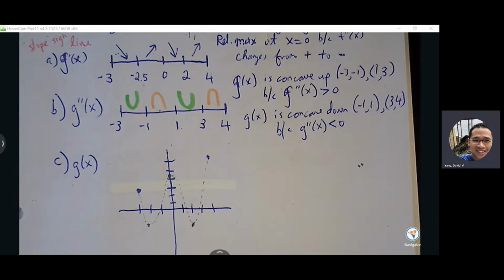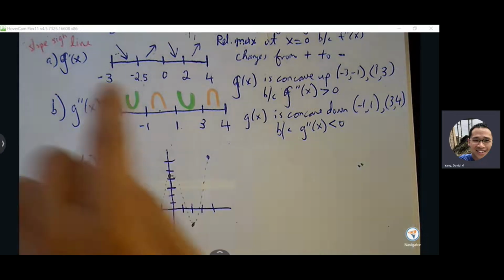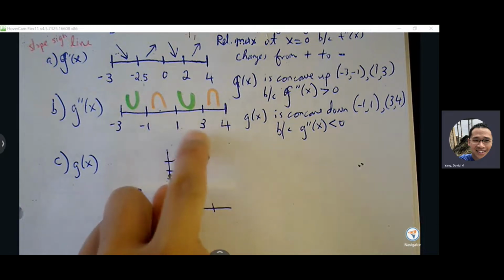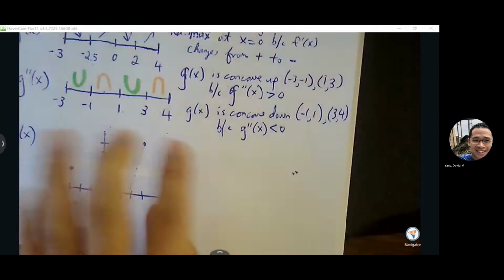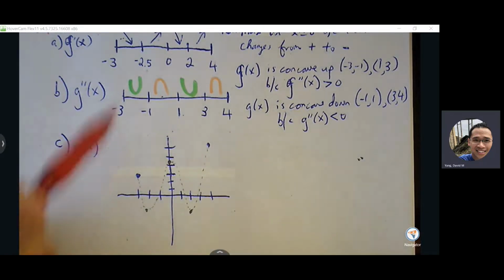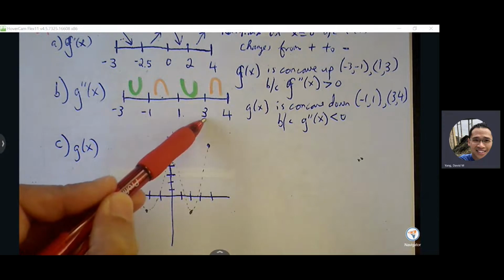Okay, now let's move on to the second derivative sign line. How many points of inflection do you see? Just 2. Remember, a point of inflection is where there's a change in signs on either side, right? So -1 has a change in signs, 1 has a change in sign, and 3 has a change in sign.